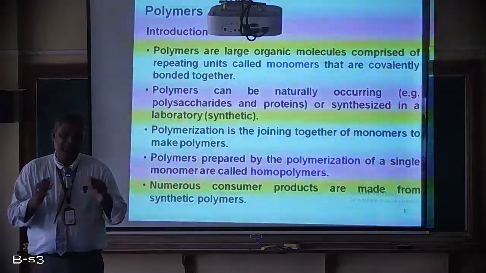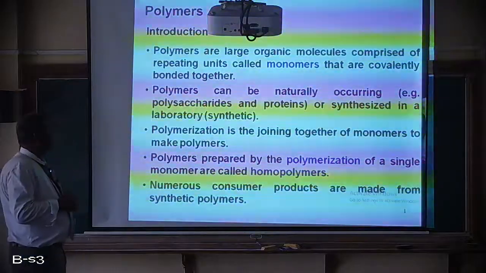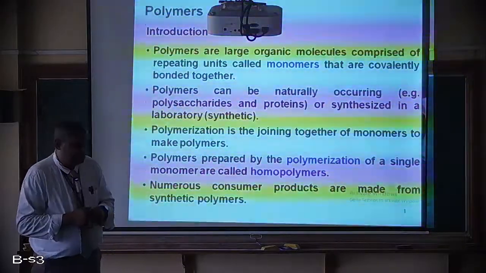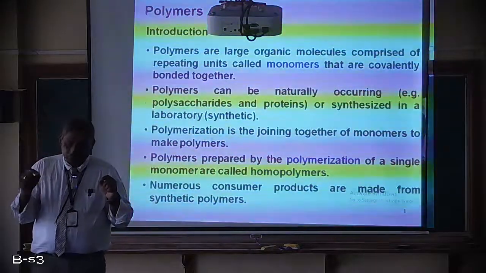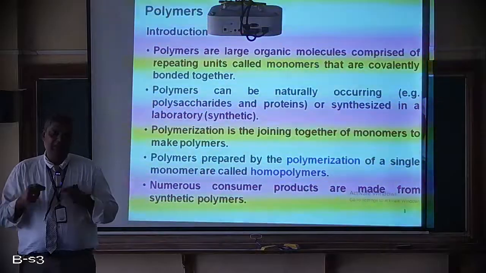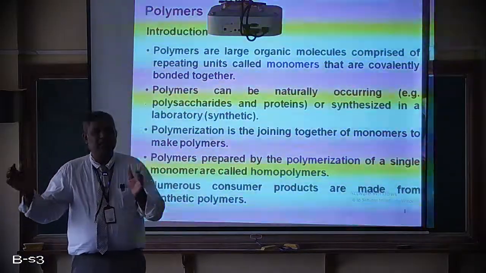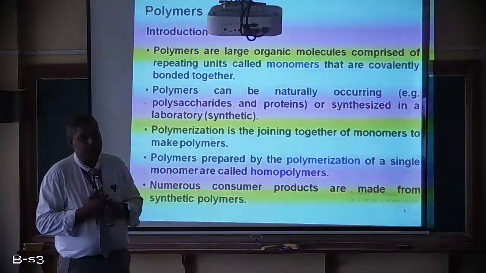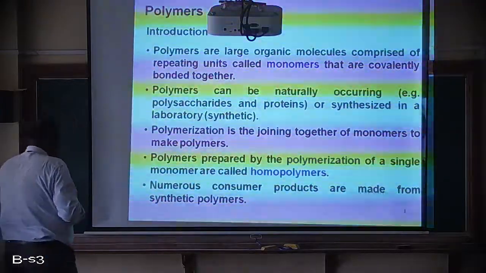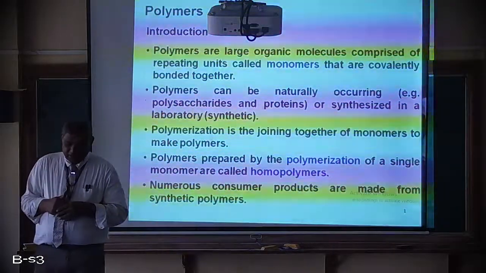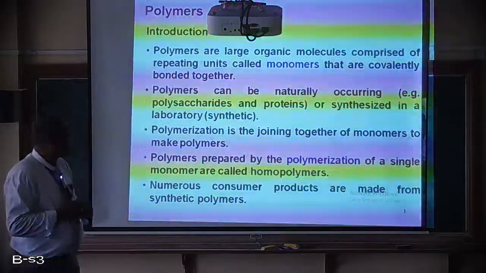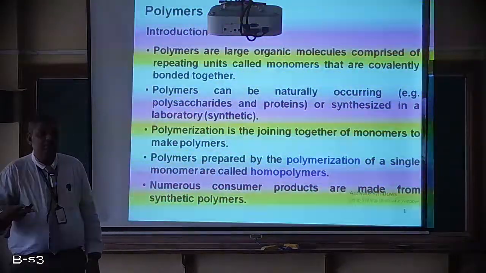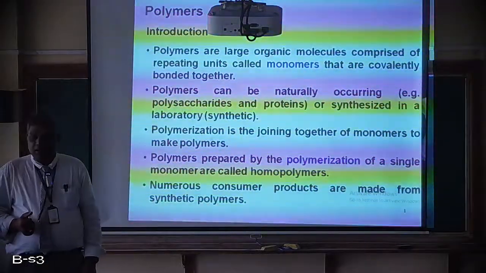So here poly means many, mer means a molecule. This mer is nothing but a Greek word, which generally means a single molecule, where these single molecules are brought together in a particular order, then it is called a polymer. So many mers are coming together and forming a link in between these mers. So this process is called polymer. These are organic in nature, some polymers are inorganic in nature. Majority of the polymers are generated from the organic system. So polymers are large organic molecules comprised of repeating units, that is monomers, that we have just seen, that are covalently bonded together.